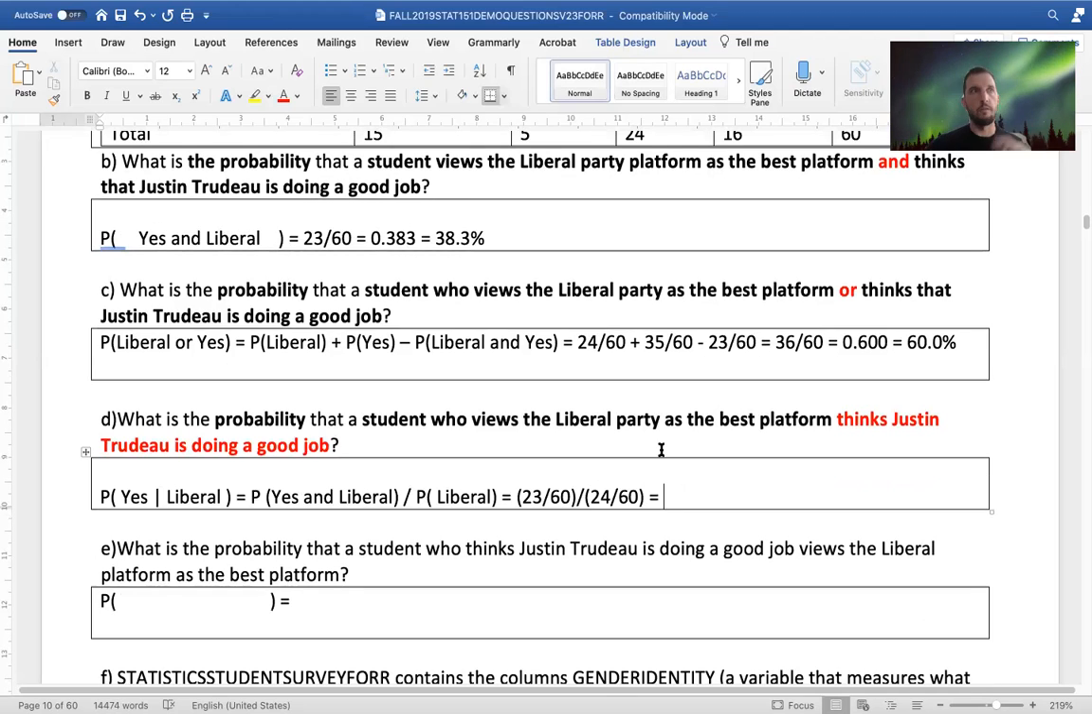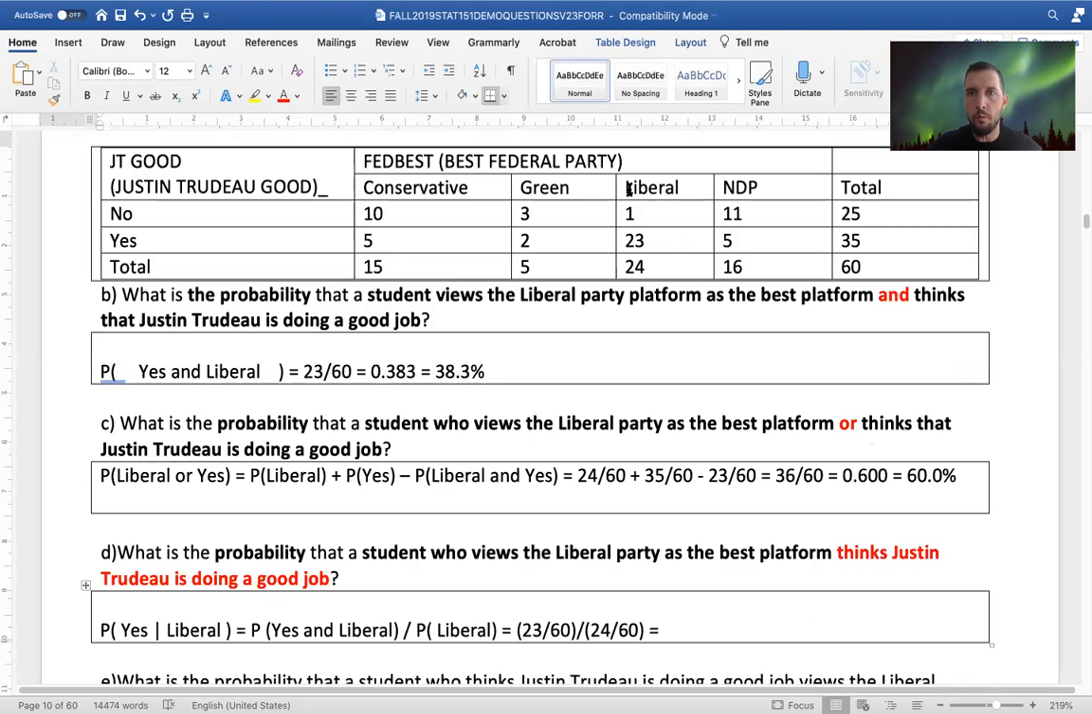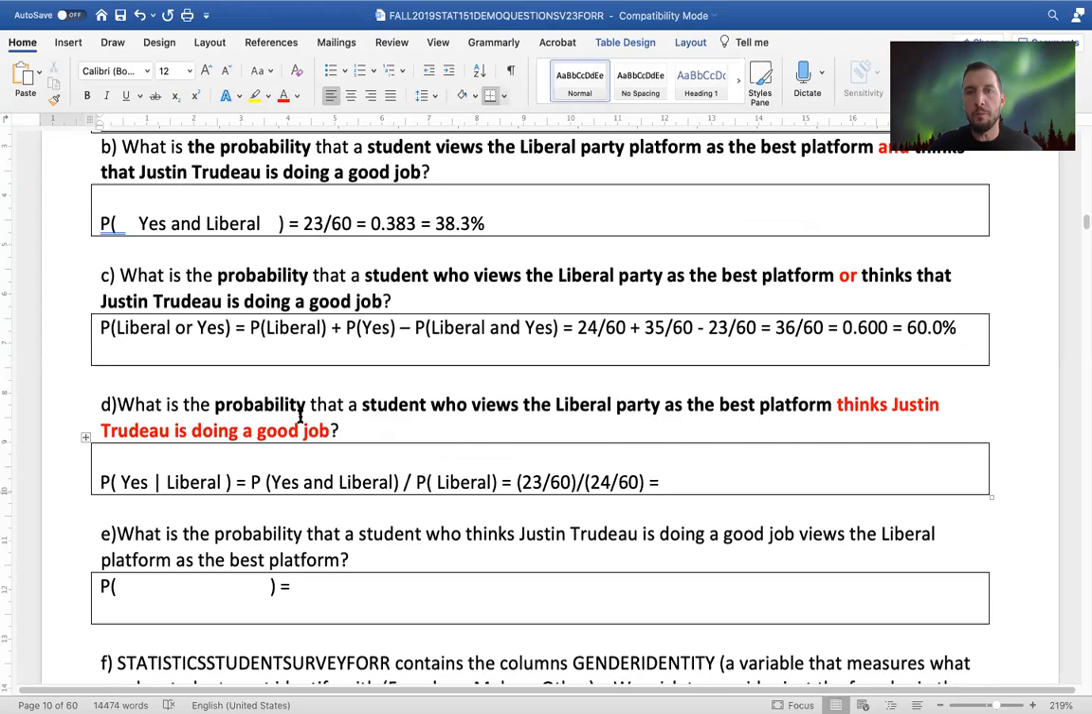Okay, question. So why is it yes first? Again, when we condition, we are selecting a certain marginal as the space of interest. In this question, it says, what is the probability that a student who views the Liberal as best? So we are focused only on the students that are voting Liberal. So in total, we are only working in this column here, the Liberal column, which has 24 outcomes. And then it asks, what is the probability that any student voting Liberal thinks Trudeau is doing a good job? So that is the question.